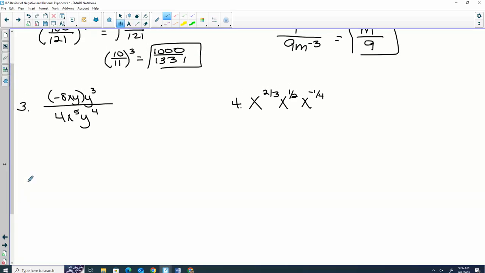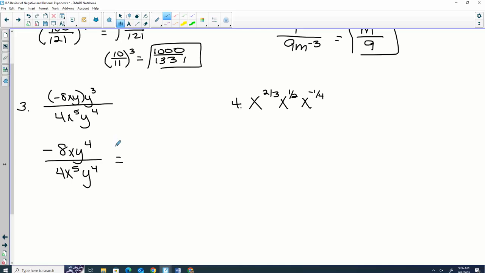Number 3. On the numerator, if I multiply this, we have 8x. If you take y times y to the 3rd, what do you do with those exponents? Add them. So 1 plus 3 is 4. So 8x y to the 4th over 4x to the 5th y to the 4th. So now we simplify that.